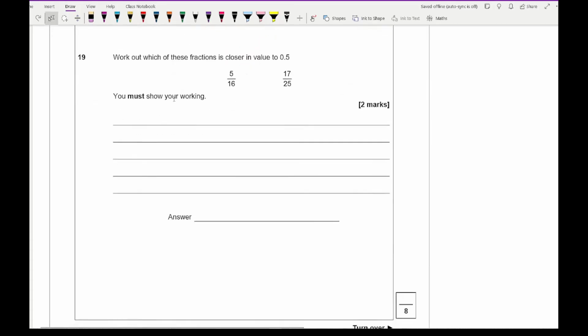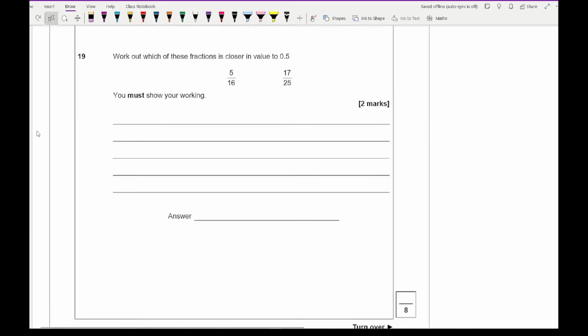And for question 19, it says work out which of these fractions is closer to the value of 0.5. And it says you must show your working out. So 5 over 16 as a decimal is going to be 0.3125, rather. Get that out of my mouth. And then we've got 17 over 25, which is 0.68.